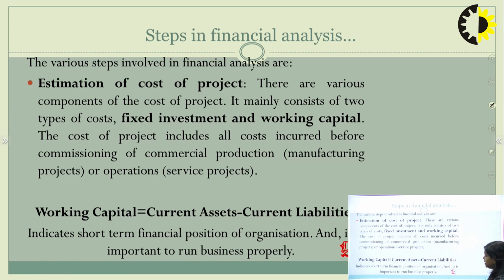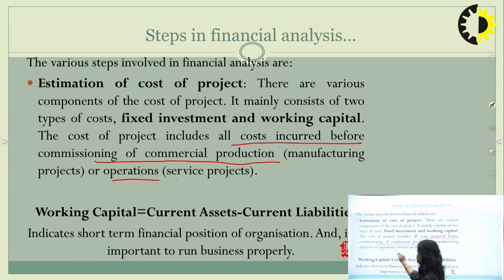So the cost of the project includes all costs which are incurred before commissioning of the commercial production or operations. Okay, so here the cost of the project does not include only those, it includes all the costs which are needed for running the project and which are needed before the actual commercial production. Basically, to develop that project means to pass through all the phases of the life cycle. What is the cost involved in that? All that cost incurred, we consider in the cost of the project also.